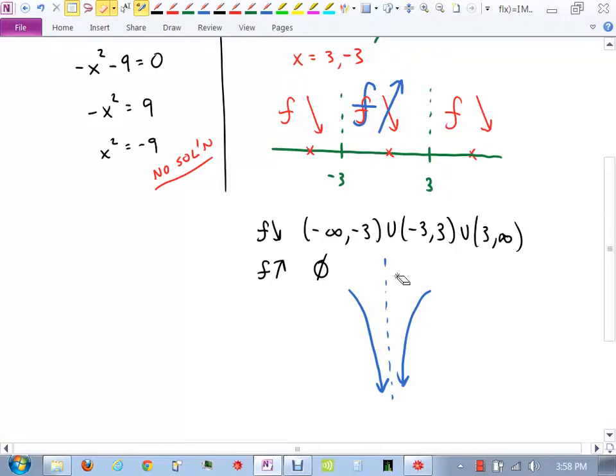Pardon me? Well, there's only one vertical asymptote, and from one side it goes down, and from the other side it goes down towards it also. They both explode negatively, I guess you could say. They get very large negative as they approach that.